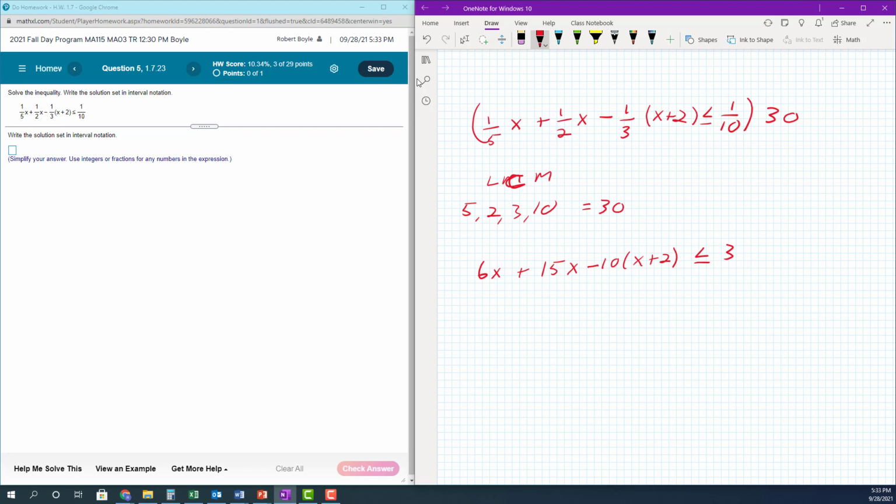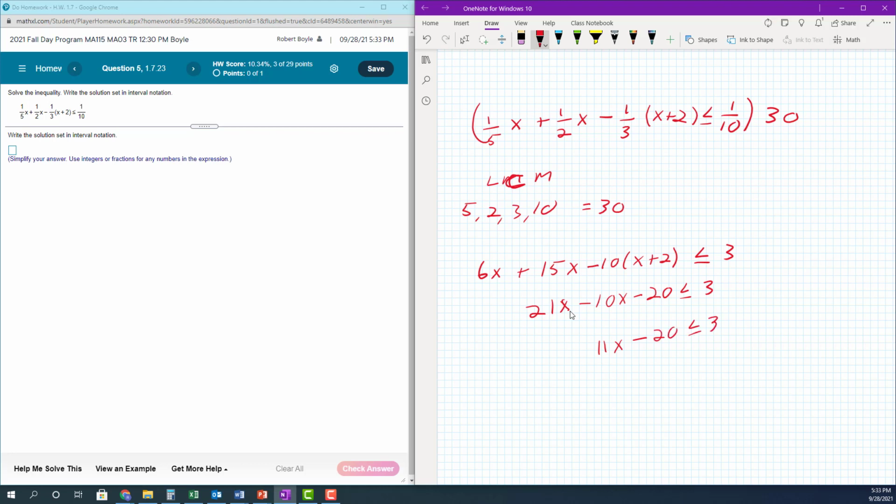We can first simplify these, or combine these since they're like terms. This is just going to be 21x. We need to deal with this grouping symbol here, and we use the distributive property, so that'll be minus 10 times x, which is minus 10x, plus negative 10 times 2, which will be minus 20. And that'll be less than or equal to 3. We can simplify some more. We can combine these like terms, and that will give me 11x minus 20 is less than or equal to 3.